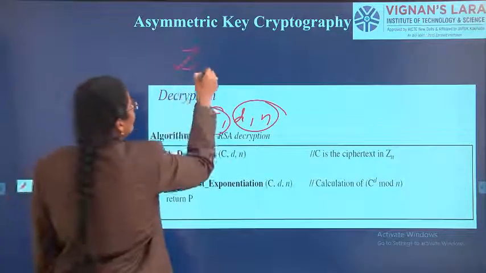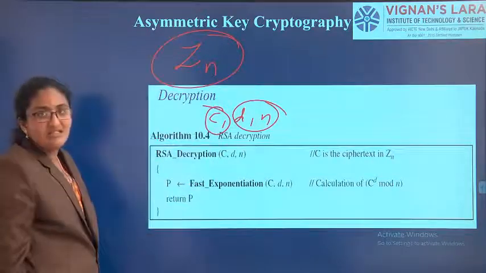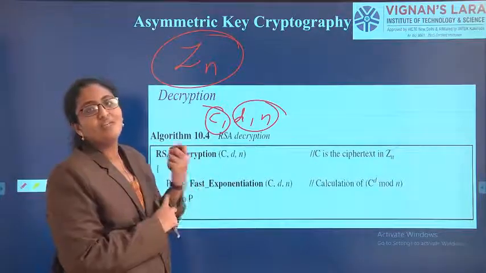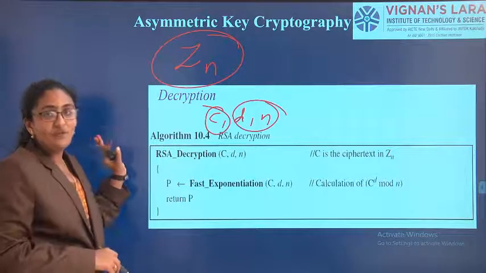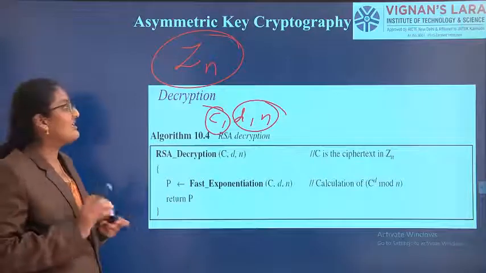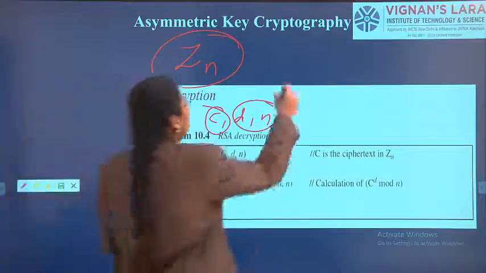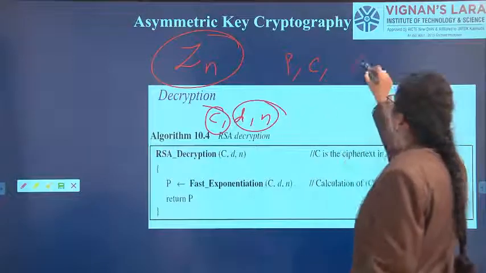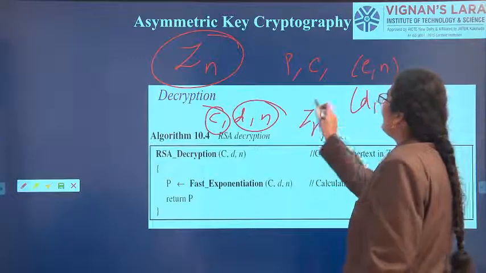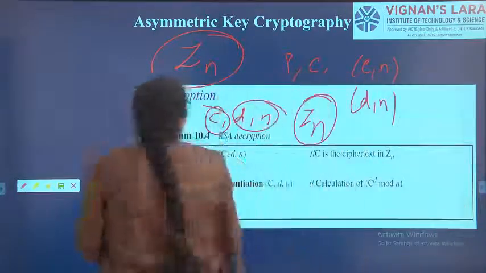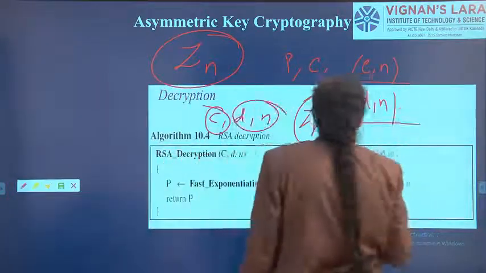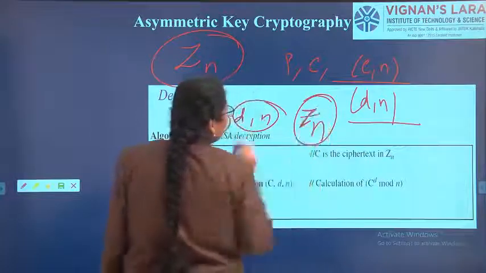You already know in the first unit we decided Z of N is the integers. We are talking entirely about integers and prime numbers. The entire unit is about numbers only. As you already know, in asymmetric cryptography, plain text and ciphertext are integers. It's not text, it is an integer. So what are the notations here? P is for plain text, C is for ciphertext, E comma N is the public key, D comma N is the private key, and Z N is integers.